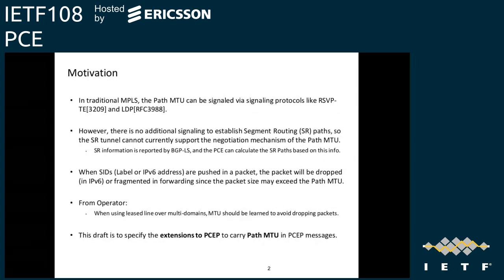And we know that when we start pushing SIDs, either labels or IPv6 addresses, into a packet, the packet size is going to increase. Once the packet size exceeds the Path MTU, the packet will be dropped in IPv6 or fragmented. And from the operators, we learned that when using the LSP over multi-domains, the MTU needs to be learned to avoid packet drops. So in this draft, we aim to specify the extensions to PCEP to carry the Path MTU. Next, please.